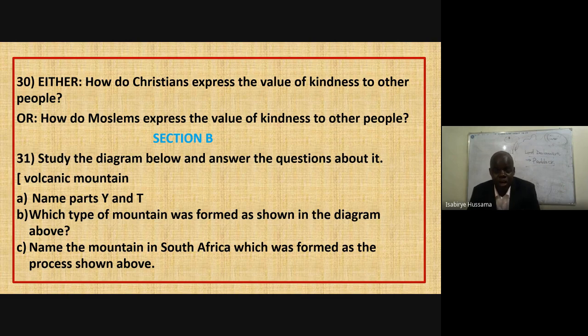How do we show the value? How do we express the value of kindness to other people? Through sharing with one another. There are many ways. Mr. Mkwaya, you can add on and we summarize.